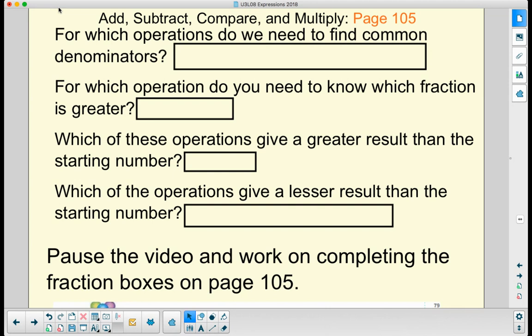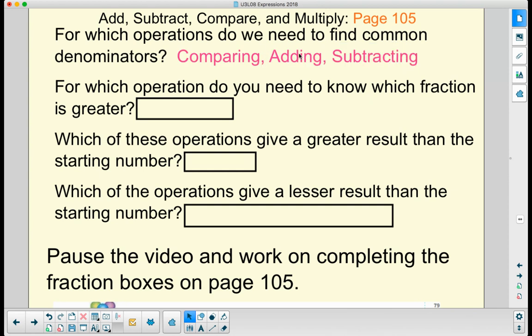First of all, let's think. For which operations do you need to find common denominators? When I say operations, I mean adding, subtracting, comparing, or multiplying. So when you have some fractions, if you had to add them, subtract them, compare them, and multiply them, which ones would you need common denominators? Let's see if you're right.